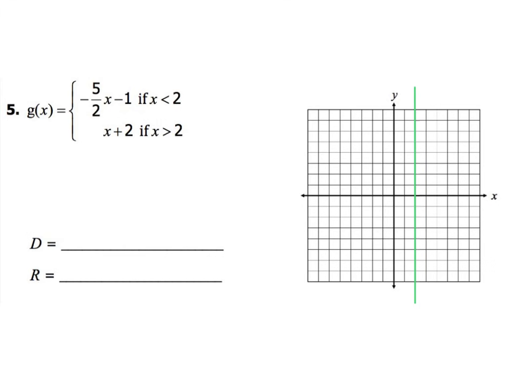So to the left of it will be this function, and to the right of that line will be this function, because we're saying when it's greater than 2, here's our graph. When it's less than 2, here's our graph. All right, so let's start with our first one. So when x is less than 2, this is going to be our function. And this is basically the equation of the line y equals negative 5 halves x minus 1.